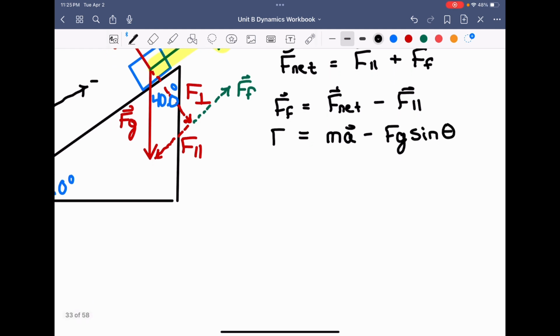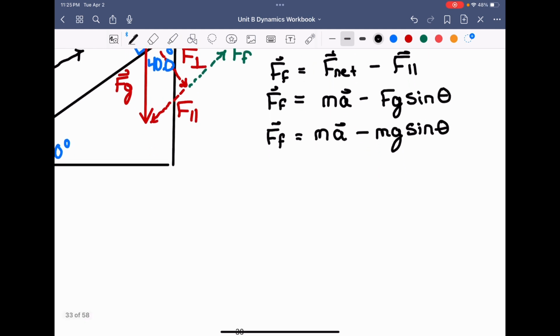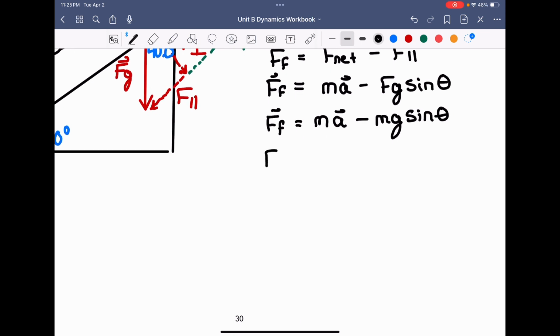Now, I'm not happy with leaving this as FG. So instead of writing FG, I'm going to write FF is equal to mass times the acceleration down the incline minus mg sine theta. Now, I could just plug in the numbers here, or we could use a Math 20-1/10C concept. Force of friction is equal to our greatest common factor, which is mass, and so I'm going to take it out of the brackets and leave acceleration minus g sine theta.